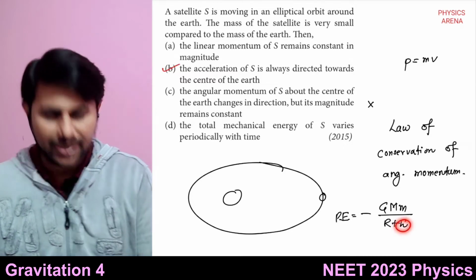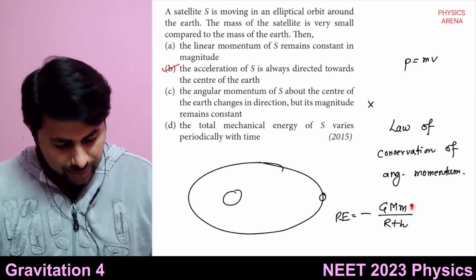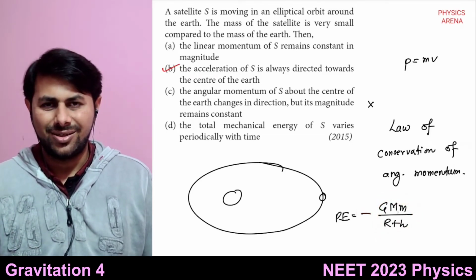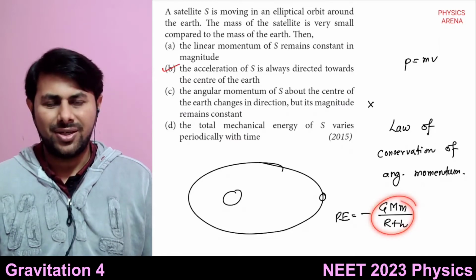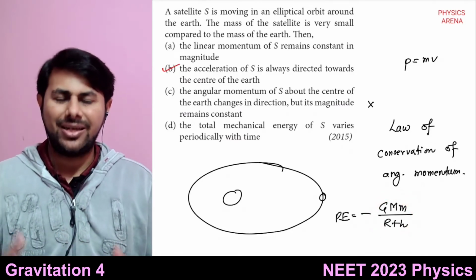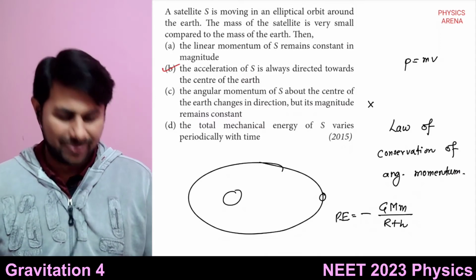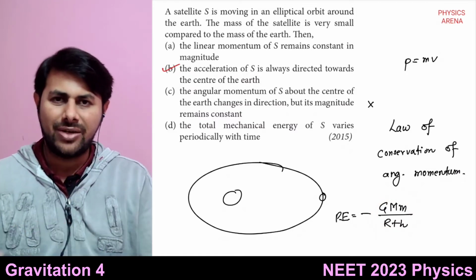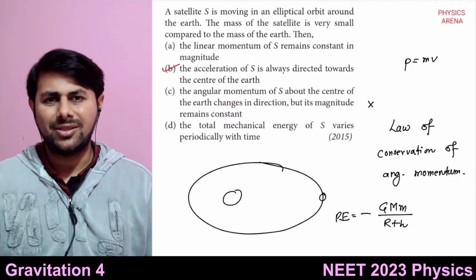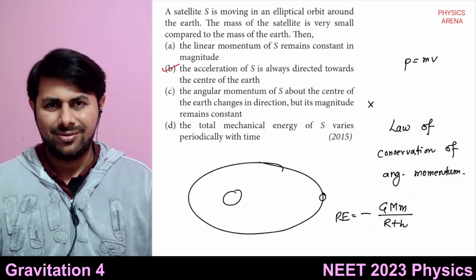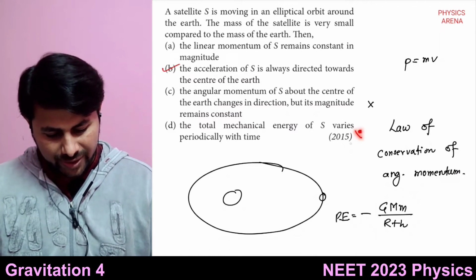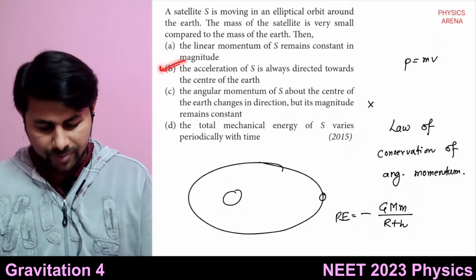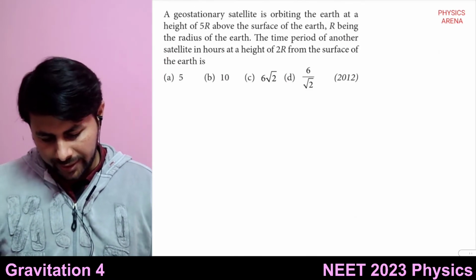That means as height increases, what will happen? This fraction will decrease, but it has got this negative sign. So it was more negative earlier, now it is becoming less negative, right? Fraction decreases, that means when it is closer, it was more negative, but when it goes away, it becomes less negative. That means the potential energy is actually increasing. So this one is also not true. The total energy remains constant, right? So option B is the answer. Let us see the next question.